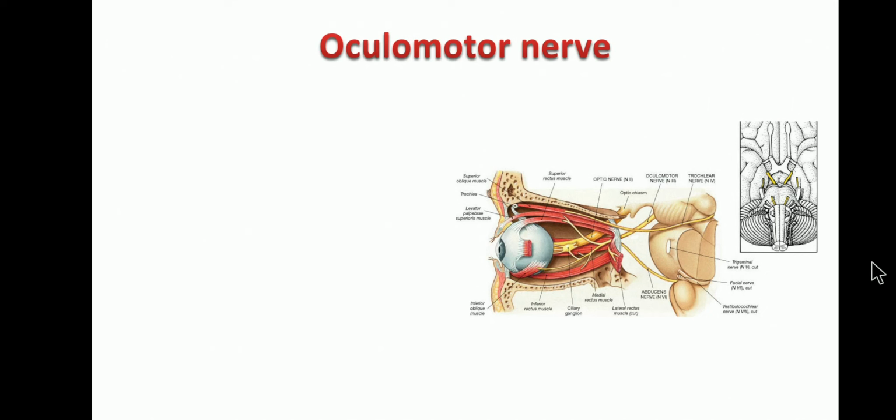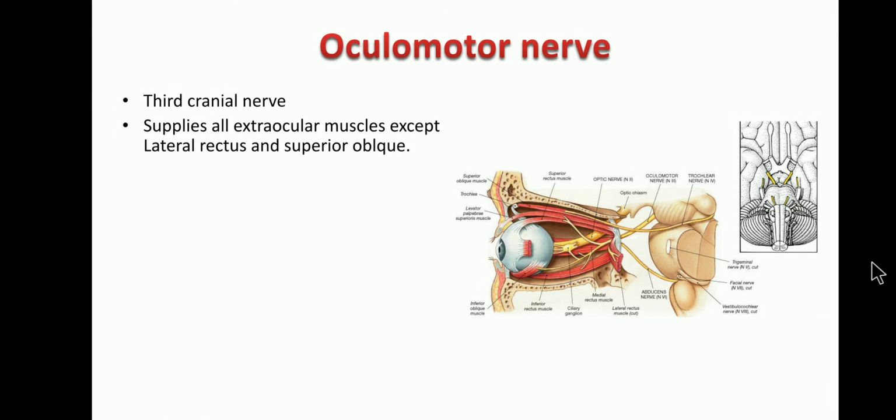So now first let us discuss starting with the oculomotor nerve. The oculomotor nerve is actually purely a motor nerve. It is the third cranial nerve which supplies the extraocular muscles of the eyeball except the superior oblique and the lateral rectus. Lateral rectus is supplied by the abducent nerve and superior oblique is actually supplied by the trochlear nerve. Now, what are the components?